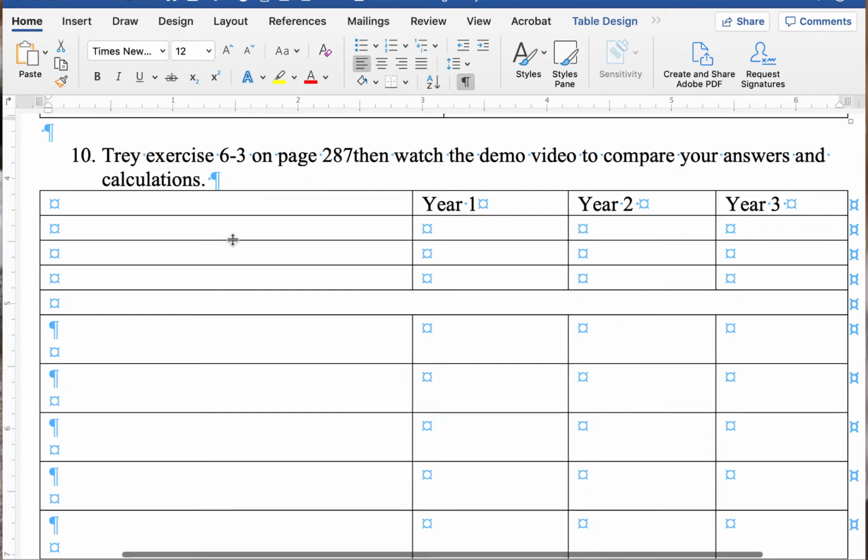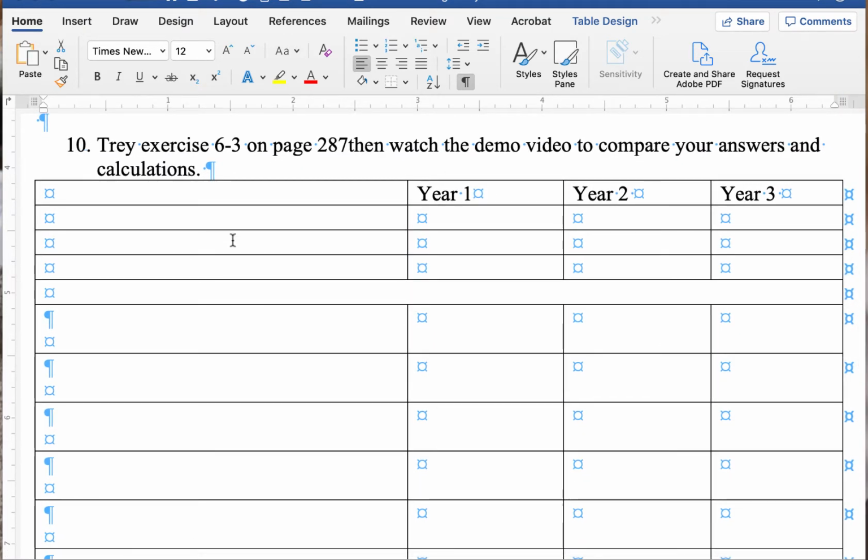When we come back, we'll do number 10 and number 11.